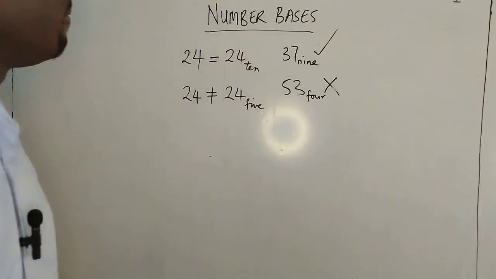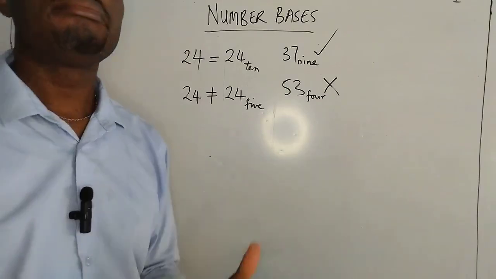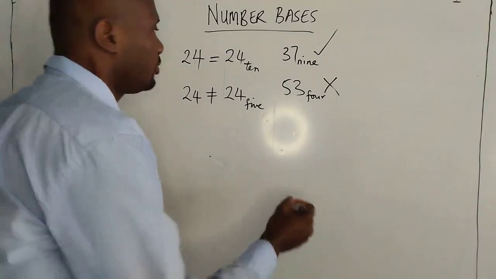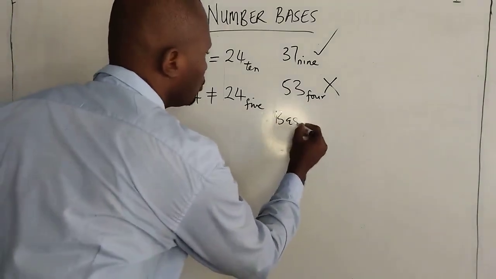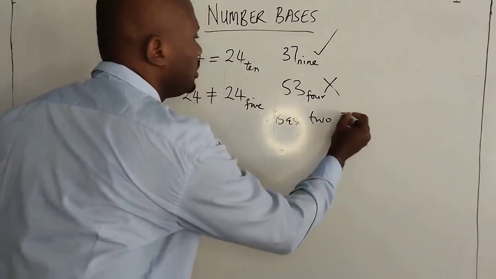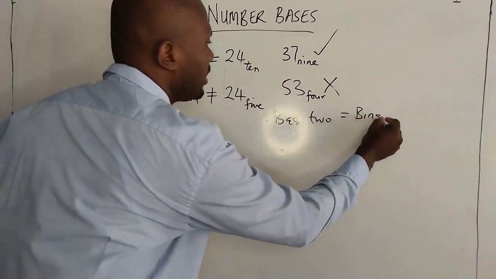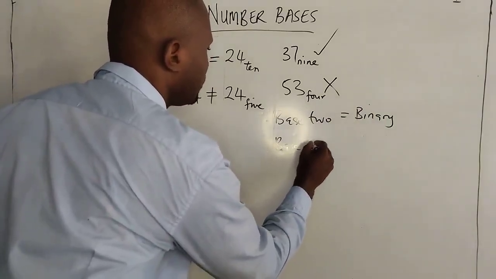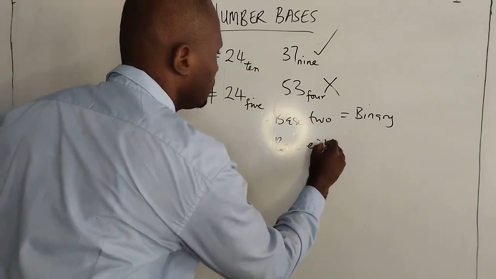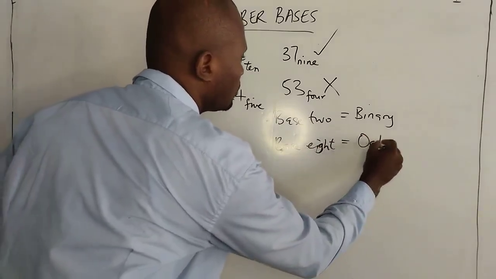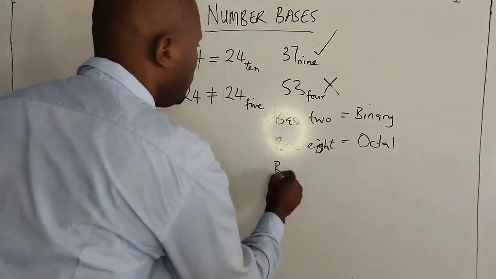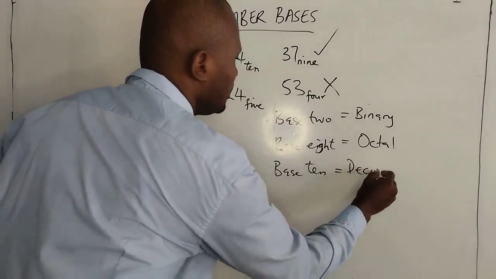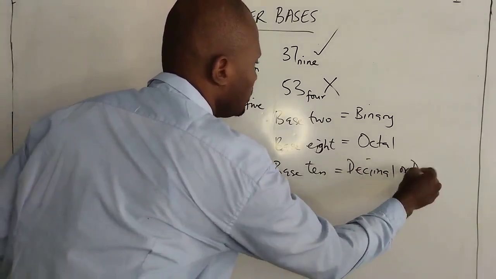Thirdly, there are some bases that have special names. For example, base 2 is also known as binary. Base 8 is known as octal, while base 10 is known as decimal or denary.